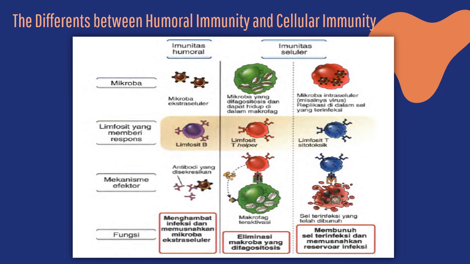And then the mechanism of humoral immunity is where the antibody defends against infection and kills extracellular microbes. And the mechanism of cellular immunity is where the helper T lymphocyte eliminates microbes in phagocytes, and the cytotoxic T lymphocyte will kill the infected cell and eliminate the reservoir of infection.